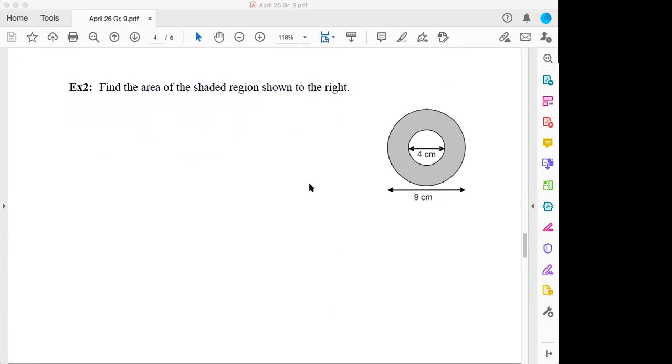So here we have find the area of the shaded region shown to the right. So this is where, again, you're going to have to remember to use radius and not diameter. So we should probably start with that. You're going to look at the diameter of both circles and divide them by 2 to get your radius. So this one is actually a radius of 2 centimeters, and this one is going to be a radius of 4.5.